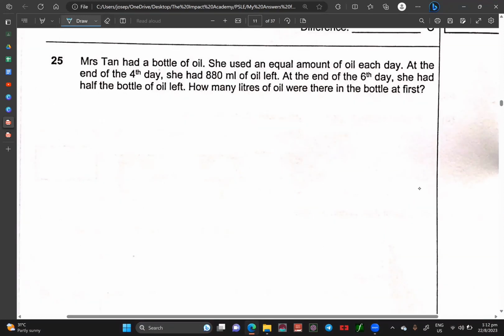So in question number 25, it says that Mrs. Tan had a bottle of oil and she used an equal amount of oil each day. So we are going to write down that each day is equal amount. Now at the end of the 4th day, she had 880 ml of oil left. So this is sentence number 2. At the end of the 4th day, which means day 1 to day 4. So what we can do is draw a timeline if you want. If not, you can also draw a model.